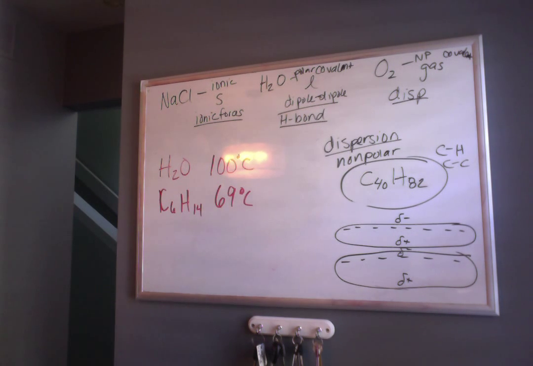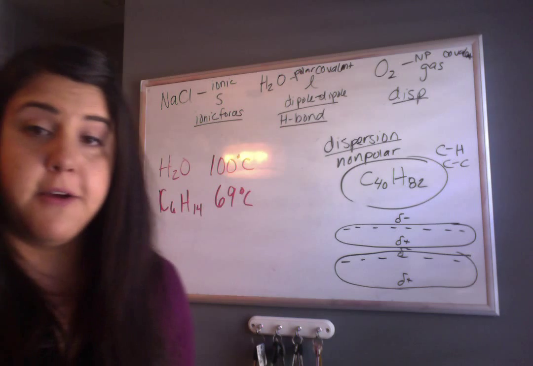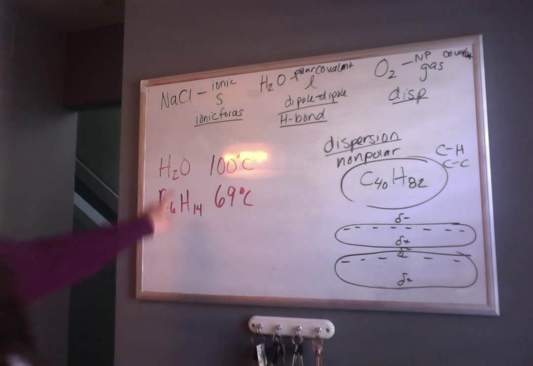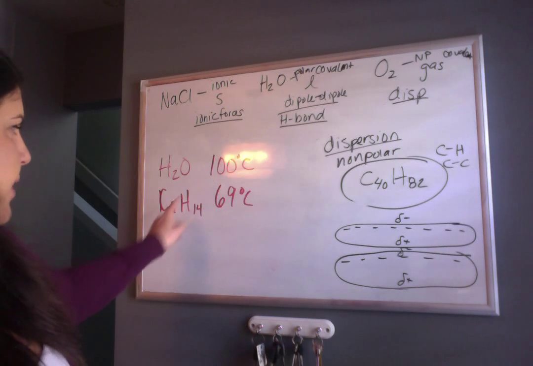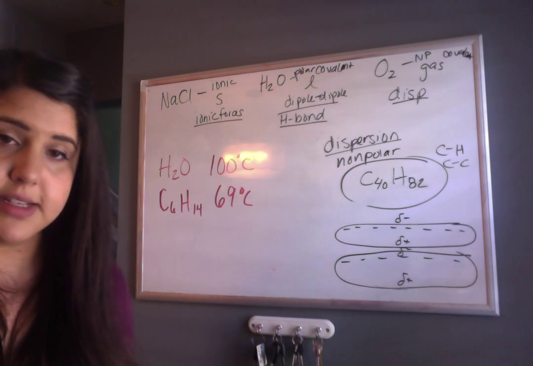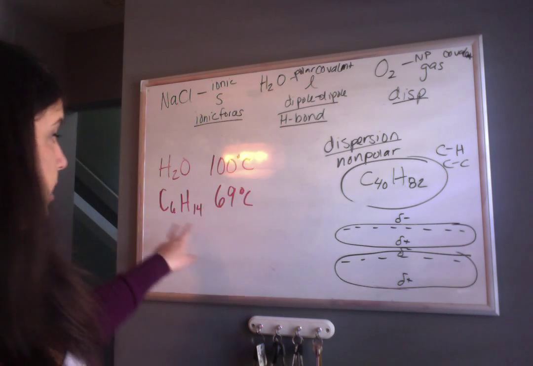Again, the boiling point is the point at which we've reached enough heat to turn the substance from a liquid into a gas. So water has a higher boiling point than hexane. Hexane boils at 69 degrees Celsius, so we only have to get up to 69 degrees Celsius to boil hexane.